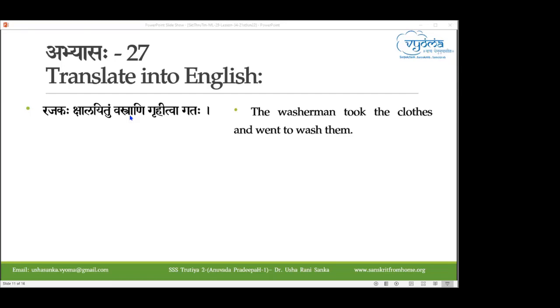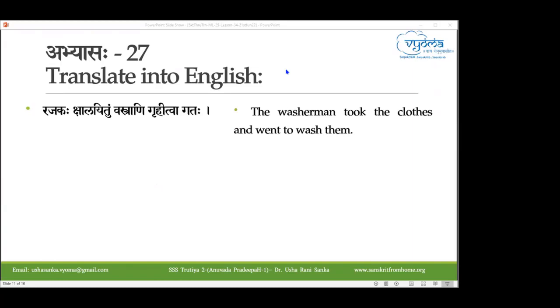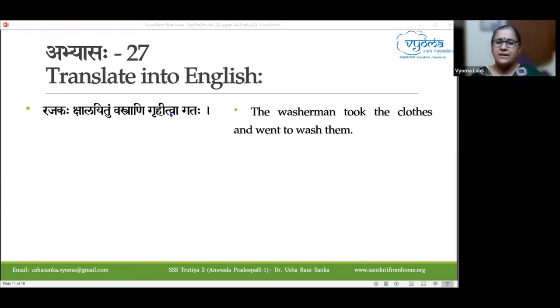Someone is asking where is Rajakaha, and someone is saying that Rajakaha went to bring the clothes. Is that the meaning, right? That is already closed, Grihitva comes after the clothes are already taken. Bhagini, having taken the clothes to wash, the washerman went. Right, correct. This is best. So he went. That's okay. I want to separate went and take, and the Kshalayitum will go with take, not went. So that is my intention and it's done.